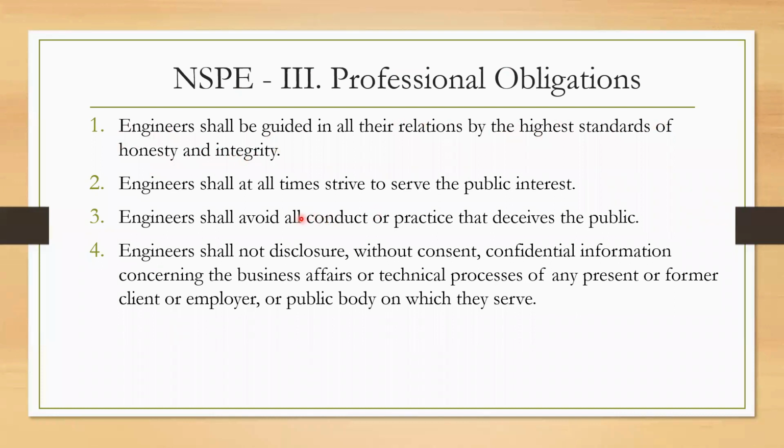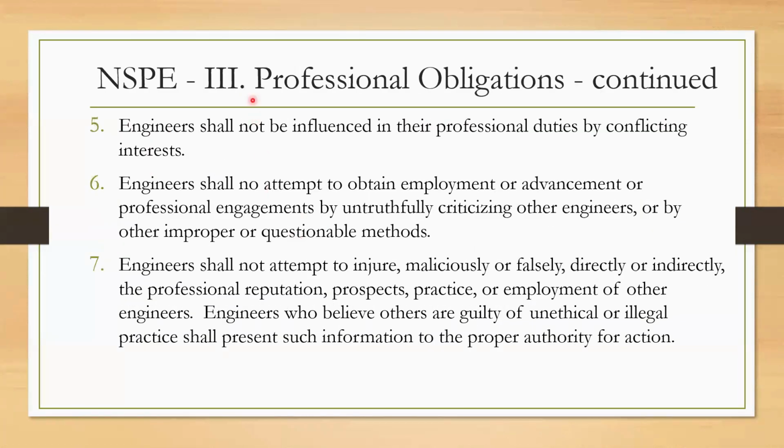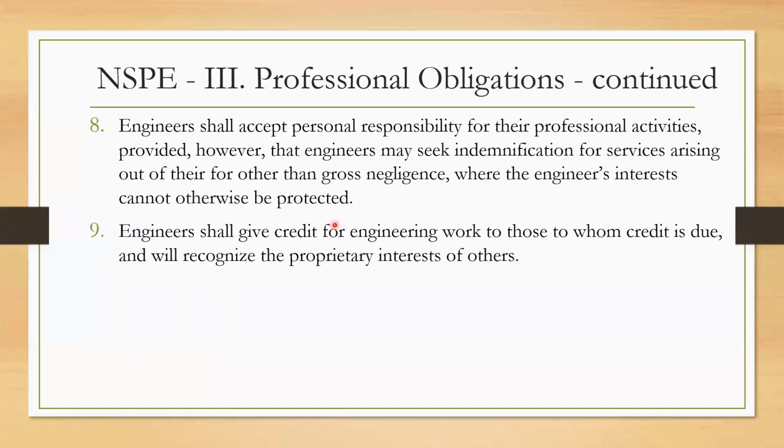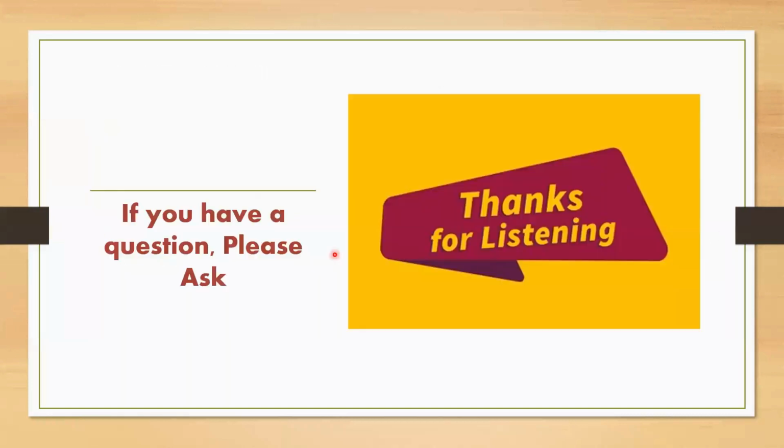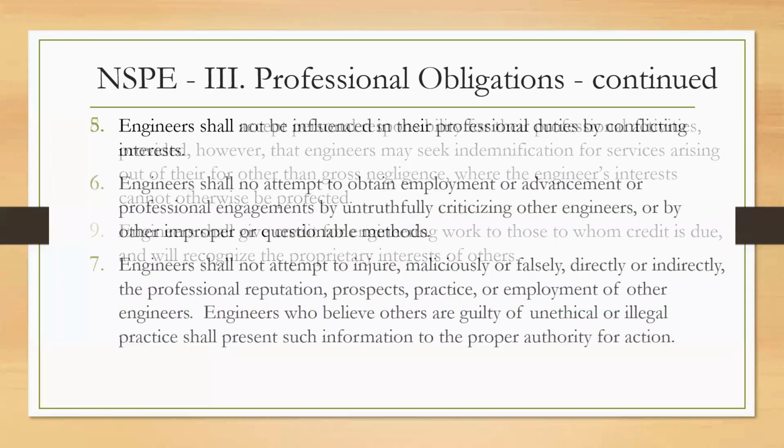So this is how the code of ethics looks like. It's some rules that address the ethical issue. It's a rule that addresses the ethical issue. So these are all rules that can help the engineer to make a decision.